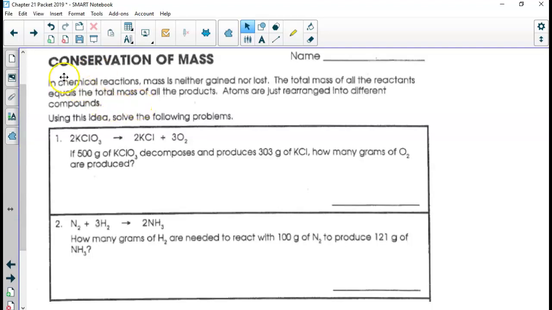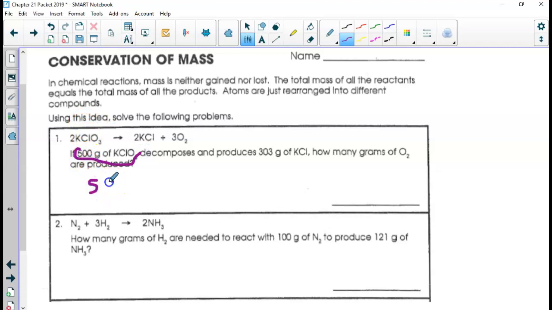What you need to remember is the law of conservation of mass tells us that we cannot gain or lose mass. So whatever we start with has to be the amount that we end with. Okay, so let's take a look at this first problem. If 500 grams of KClO3 decomposes, that means breaks down, and produces 303 grams of KCl, how many grams of O2 are produced? Okay, so it looks like I have 500 grams of this first guy.